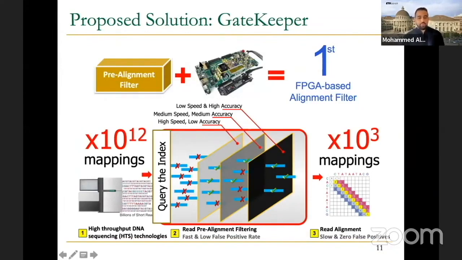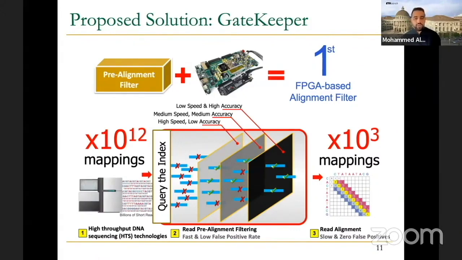GateKeeper, at the time when we proposed it, was the very first pre-alignment filter to be implemented on FPGA, or accelerated using hardware. And what we do, we have the sequencing over there, providing all these genomic sequences, very short or long, but still not as long as a chromosome, for example. And we have the index, the hash table that tells us, okay, each piece of this read might have similarity with the reference genome at this location: 1, 10, 100, 1,000, for example. So we go to each of these locations and try to fetch a segment that is equal to the length of the read or with a certain margin.